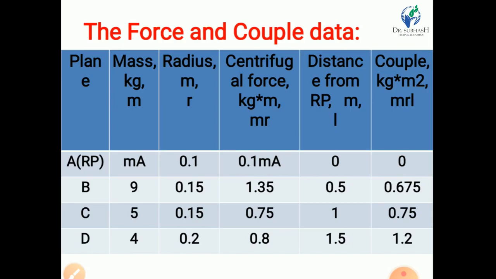Similarly, couple. The equation of couple is generally m omega square r into L, but here we use mrL only because we use the equation after dividing by omega square. So this is mr and this is L, so this is 0. Similarly, if we multiply these two values, then we get 0.675. Similarly, we obtain 0.75, 1.2.